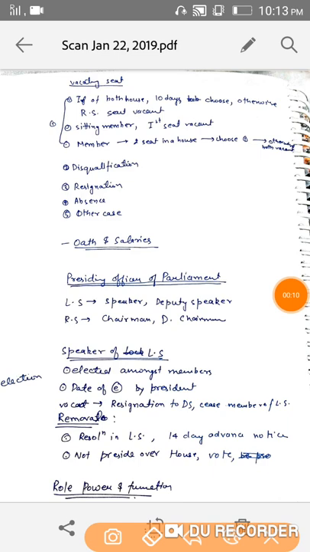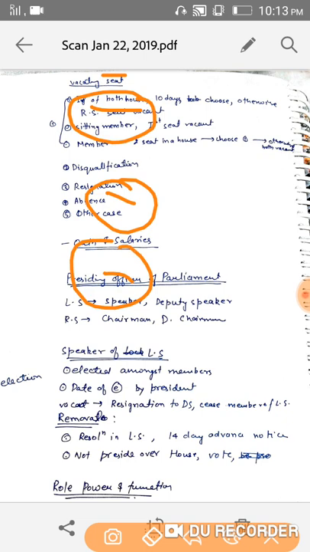Now we'll be doing the presiding officer in a few parts. First is his election, then the cases where his office becomes vacant, then his removal, then his role, powers and functions in the Parliament. So first of all, his election.